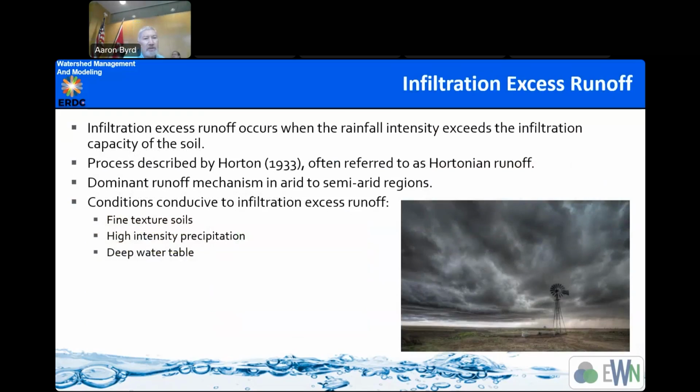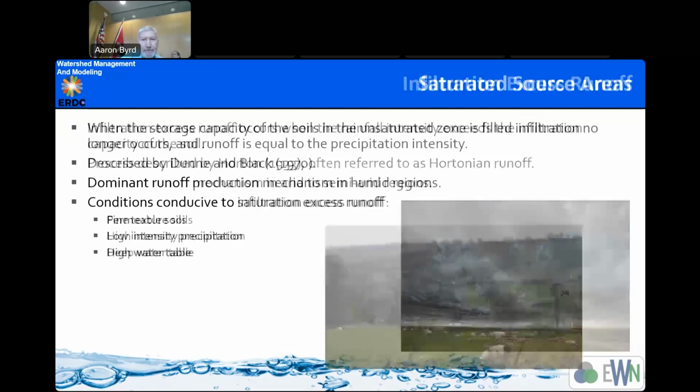Infiltration excess runoff occurs when the rainfall intensity exceeds the infiltration capacity of the soils. That process was first described by Horton, and so people talk about Hortonian runoff. If anybody says Hortonian in this class, they're talking about this process. It's a dominant runoff mechanism in arid to semi-arid regions. You can think, right where you're sitting. Where does it happen? Where you have fine textured soils like silts and clays, high intensity precipitation like thunderstorms, and the water table is deep and doesn't affect the runoff.